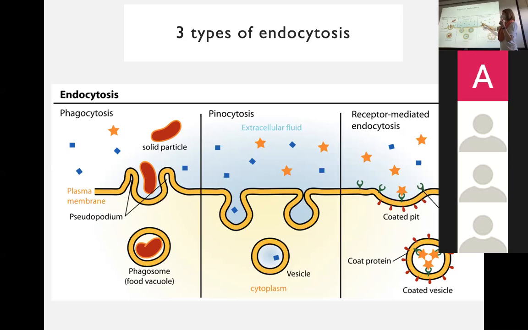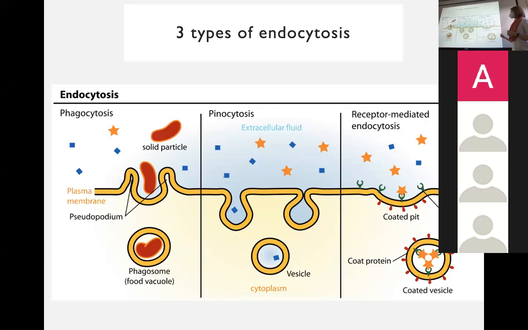Any kind of smaller molecules or fluids are brought in by what we call pinocytosis. And that means cell drinking. So it's like drinking a bunch of the extracellular fluid, bringing it in along with whatever molecules happen to be in there. So phagocytosis and pinocytosis, the difference is really just the size of the molecule.